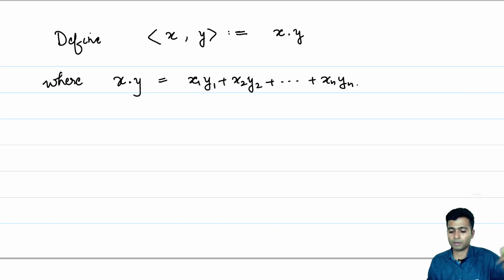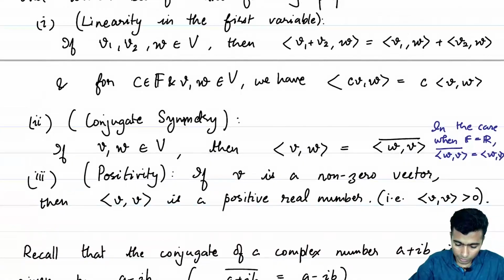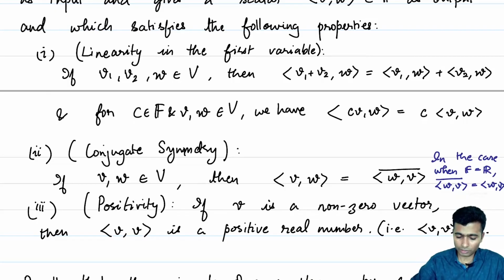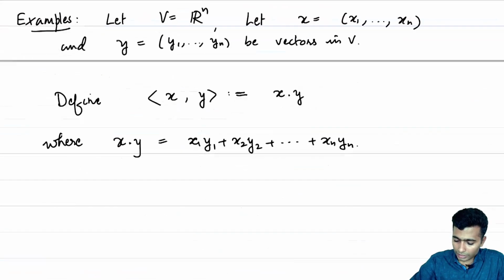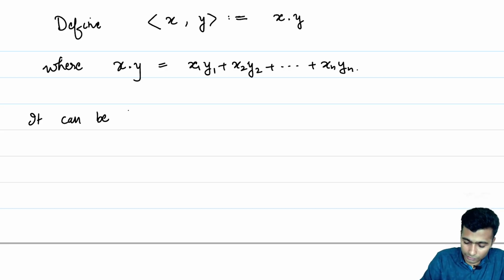And is this an inner product? Obviously the answer should be yes. So we have to check the following three properties. We have to check linearity in the first variable, conjugate symmetry, or in this case, since it's a real vector space, symmetry, and positivity. It can be easily checked that it is linear in the first variable, which I leave as an exercise.